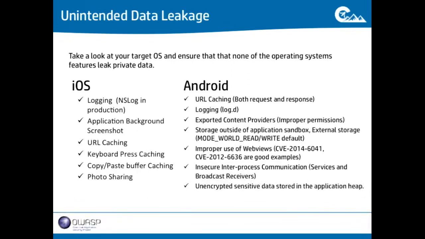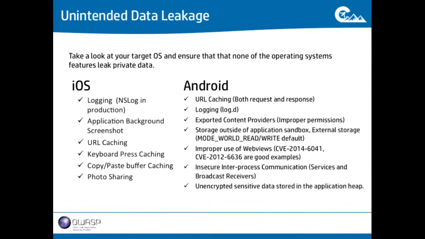On Android, you have the same thing, URL caching. This happens with the browser API on Android. I forget the name of it, but same deal as iOS. So make sure you set the cache headers right on your website or API. Logging in Android is logd. Same issues: the logs are accessible to anybody. Content providers: when you set up a content provider, like we showed earlier, you have to make sure that it's not world readable and world writable.